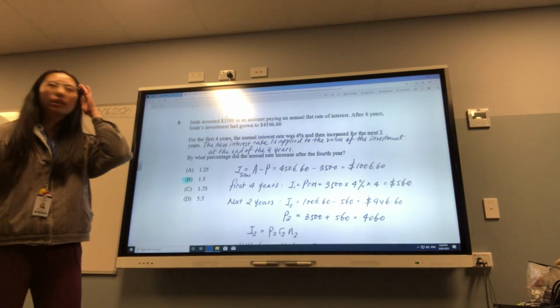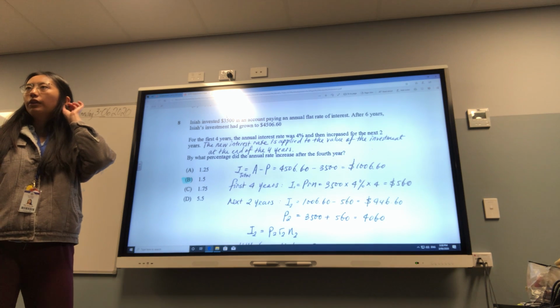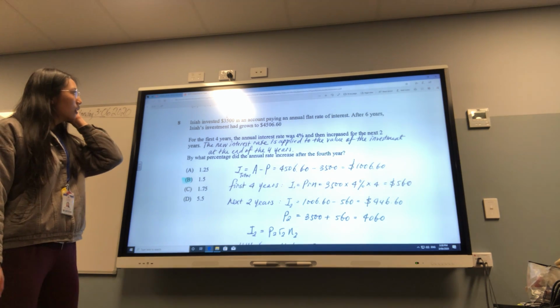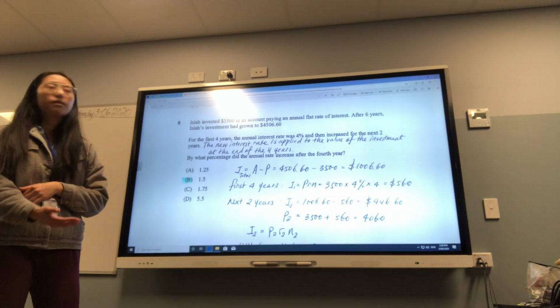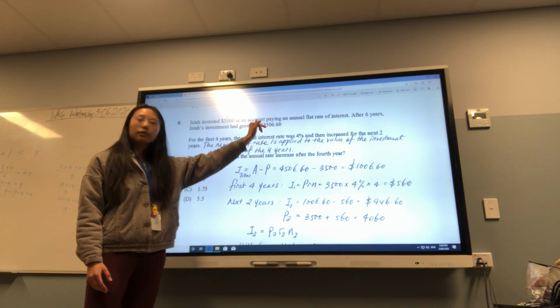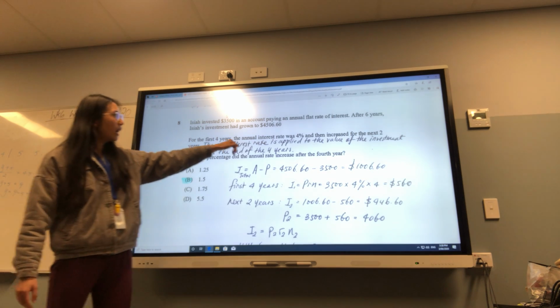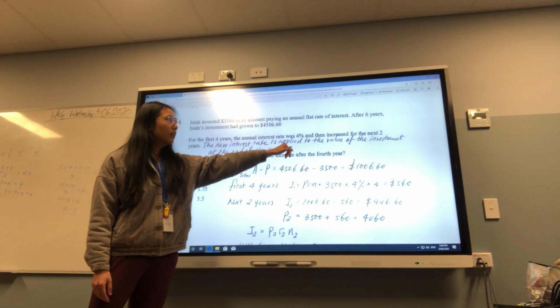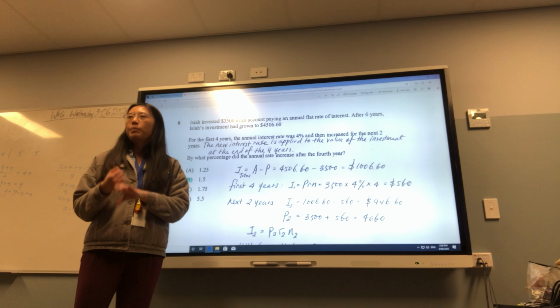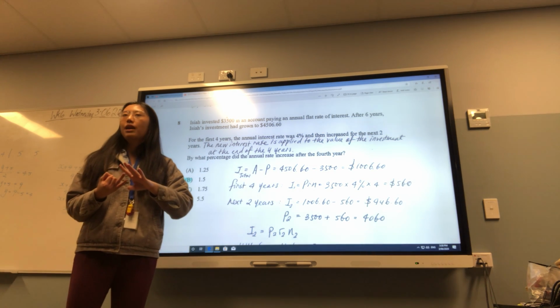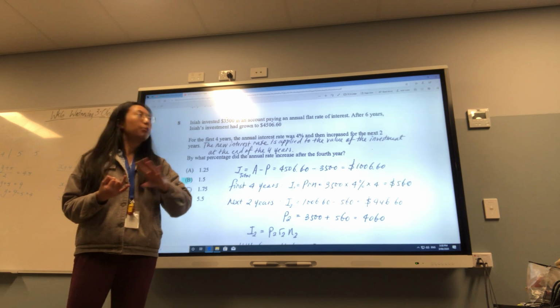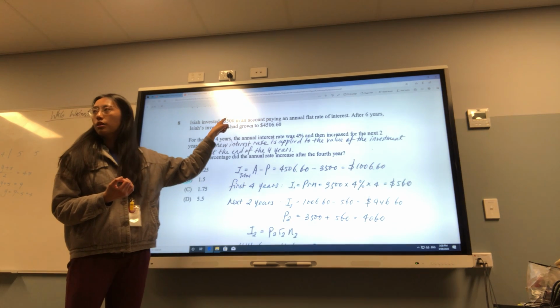Just in one go. It's actually a combined effort, right? Because in the question it says, overall after the 6 years, this is how much money you have. So for the first 4 years, the annual interest rate was 4%. You know the rate was 4%, and you know it was for the first 4 years. This tells you n is equal to 4. And the principal was 3,500.